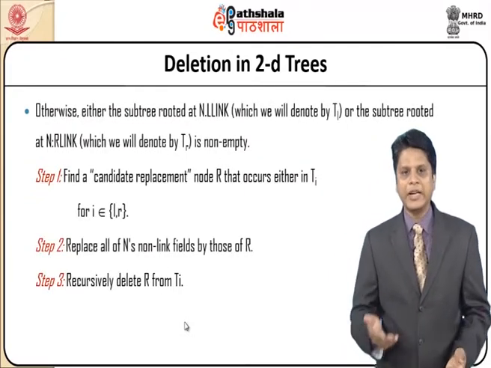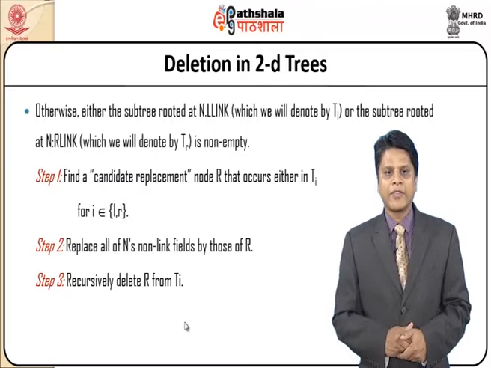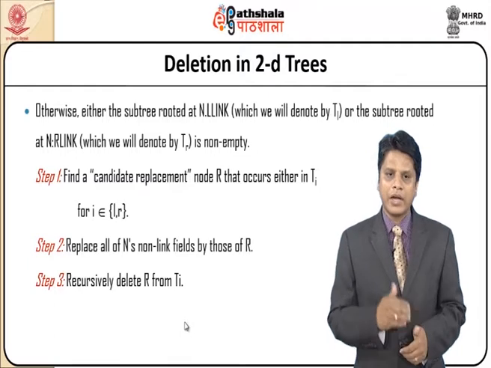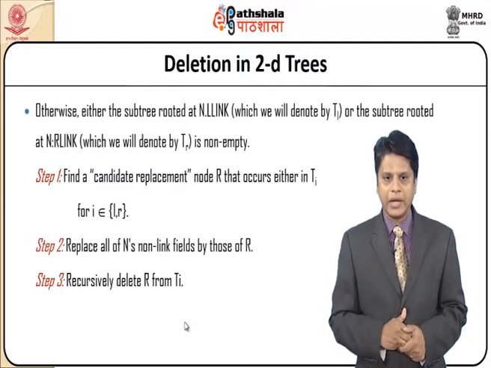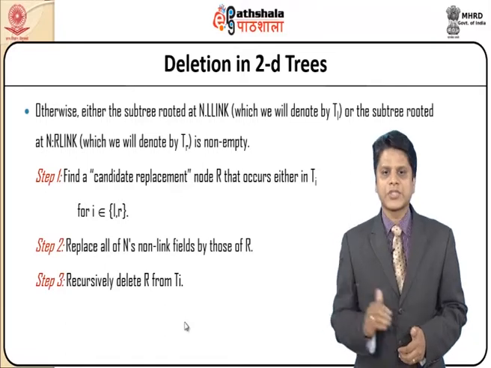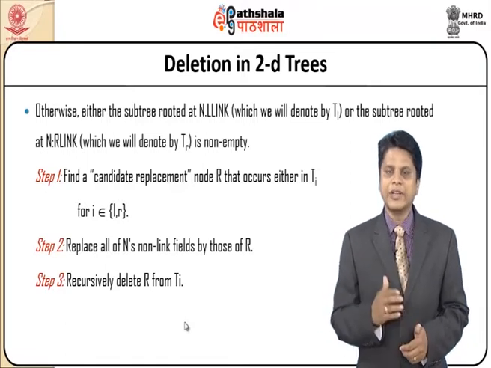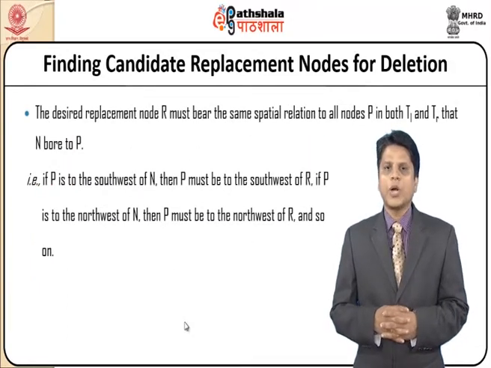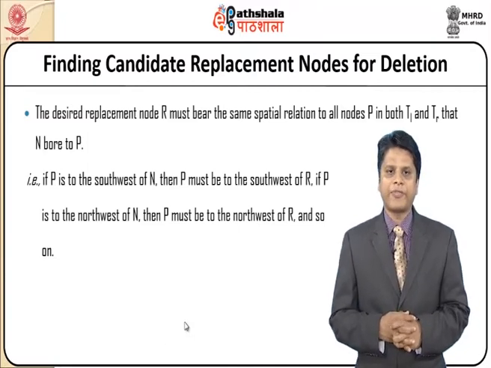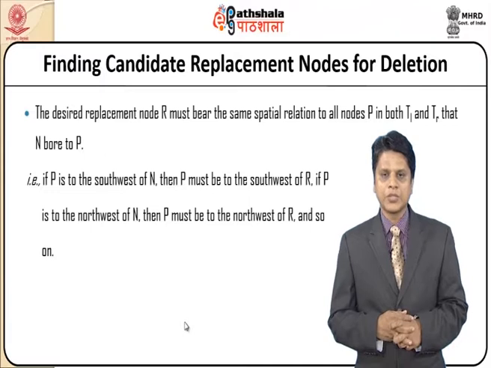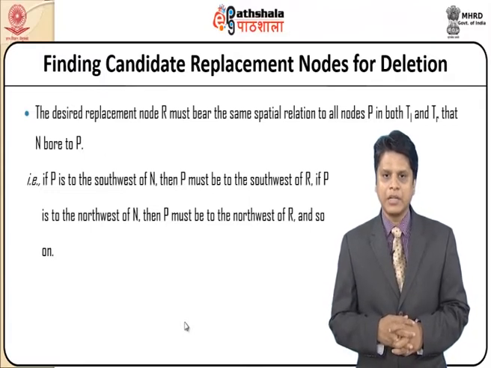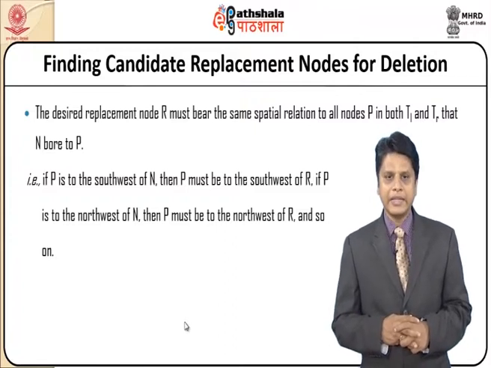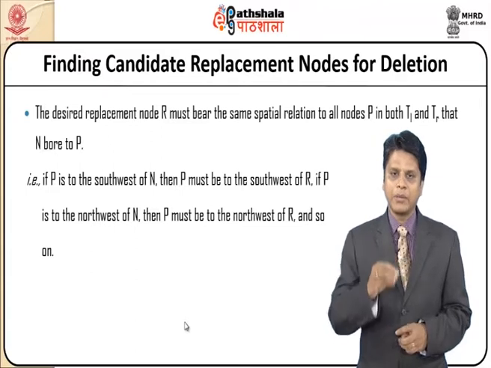So, whenever we wanted to delete, we may have to follow this procedure. Find a candidate replacement node R that occurs in Ti for i, which is an element of {L, R}. Replace all of n's non-link fields by those of R, and recursively delete R from the Ti links. What would happen in case we wanted to have candidate replacement nodes for deletion? The desired replacement node R must bear the same spatial relation to all nodes P in both TL and TR that n bore to P.